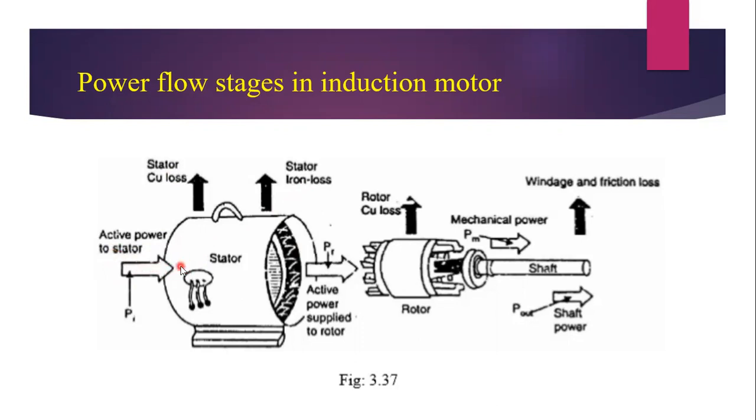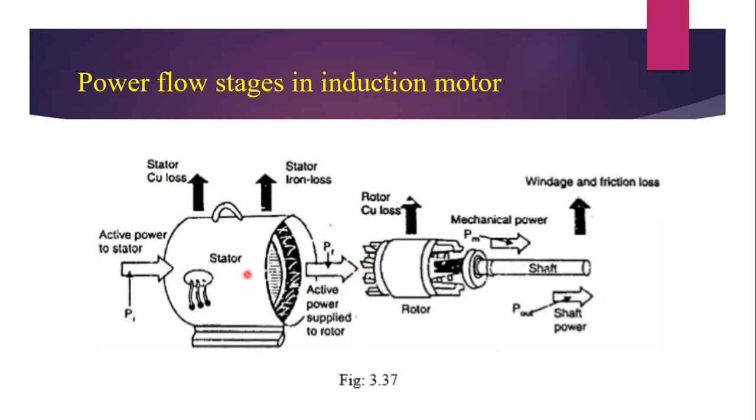This is called the input supply, and the output of this stator is the active power supplied to the rotor. This is the input of the rotor. The input of the rotor is called the output of the stator. That is also called the air gap power, PG. The rotor power S into PG is called the slip power.